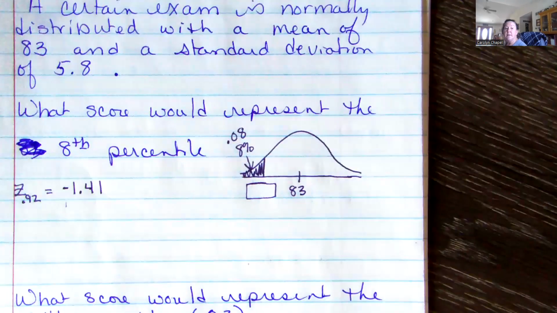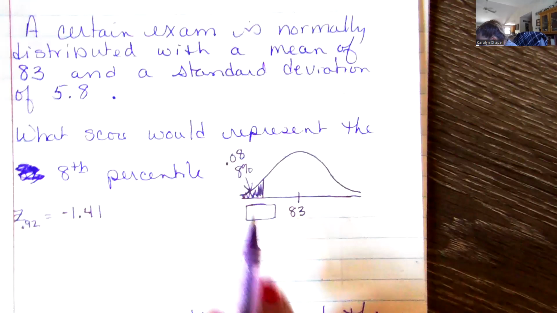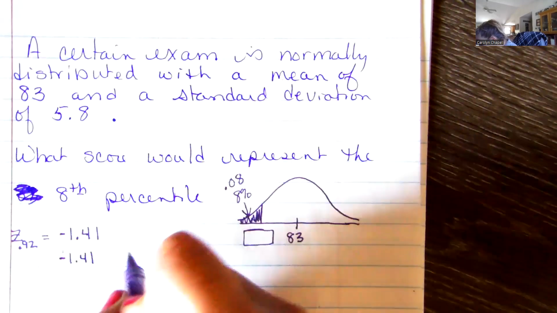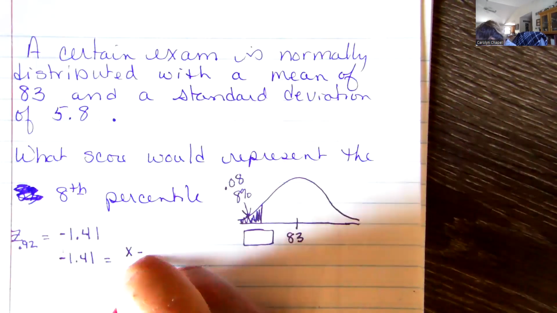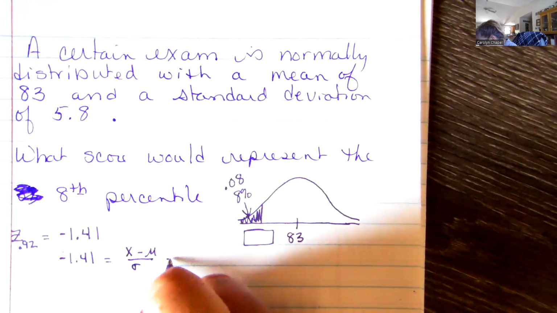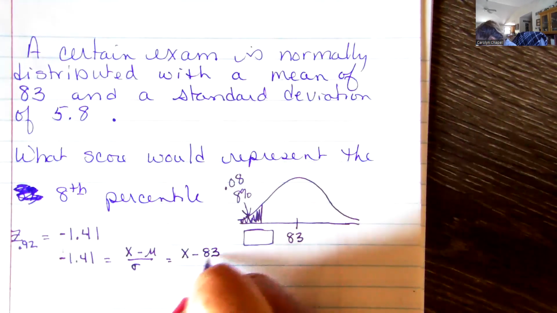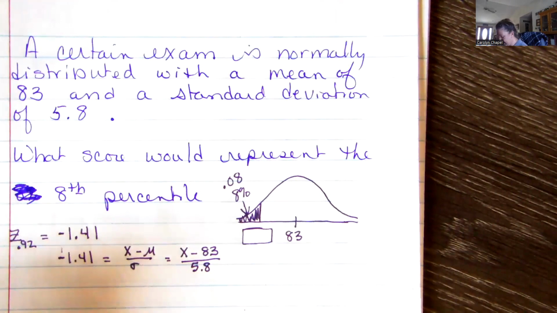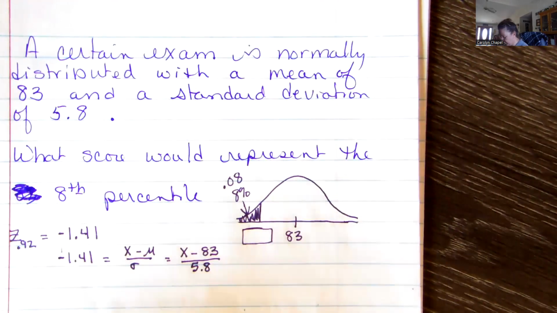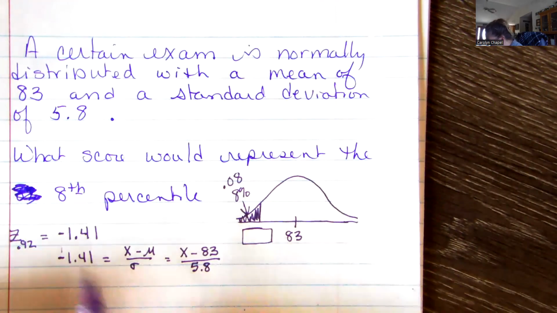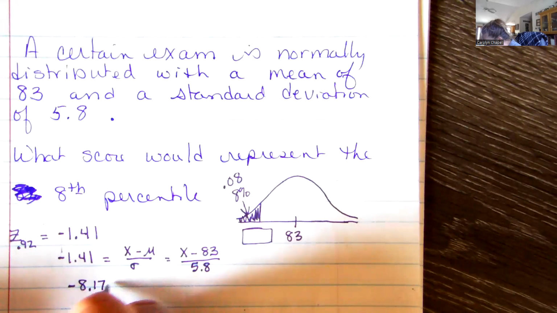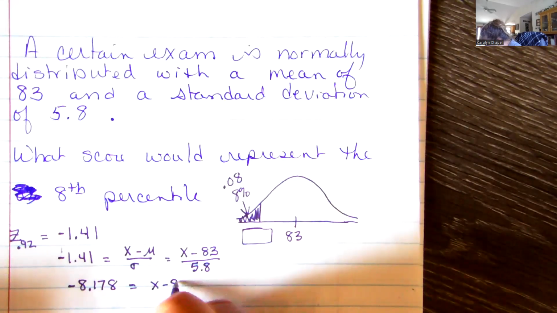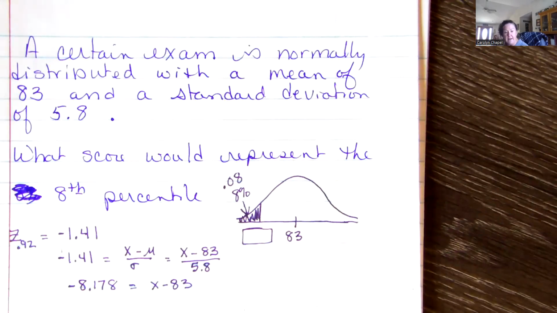And now this is a z, we want to find the actual score. So that means I'm going to take that negative 1.41, I'm going to set it equal to x minus my mean all over the standard deviation. So x minus the 83 all over that 5.8. I sometimes refer to this process as unstandardizing. So I'm going to multiply both sides by 5.8 first. Notice we will still have a negative in here. So this is a negative 8.178 equals x minus 83. So I multiplied by 5.8.